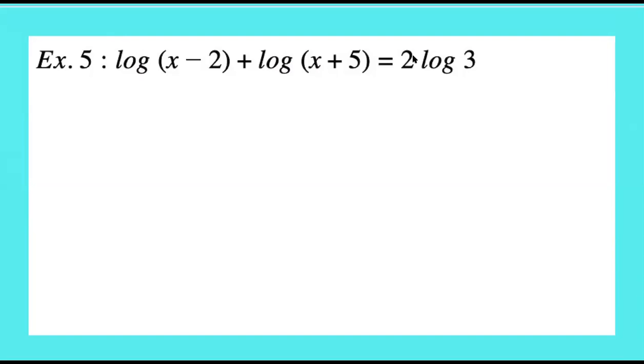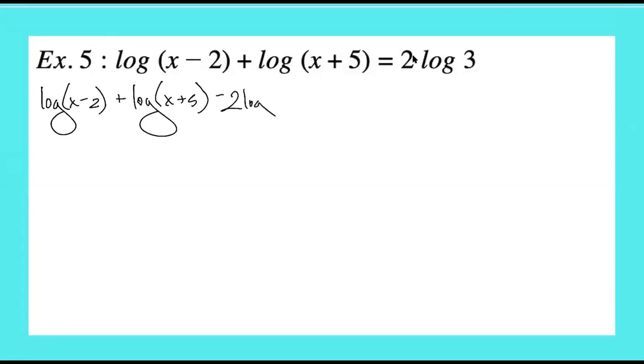Move the logs to one side. You could move the logs to one side, and we get log of x minus 2 plus log of x plus 5, minus 2 log 3 equals 0. All right, what's the next step here, folks? Condense. All right, what do we want to do first in our condensing process?